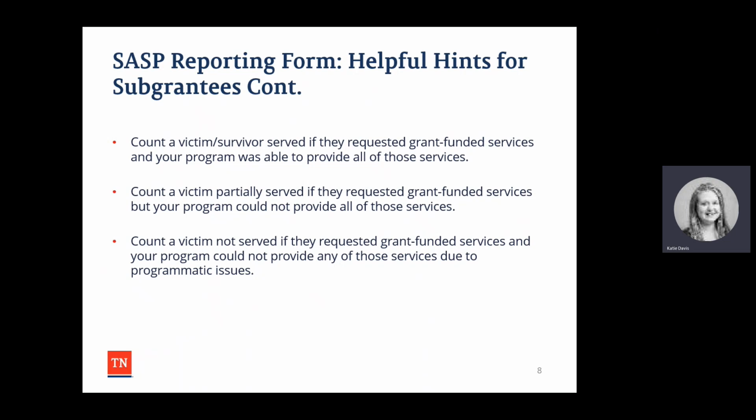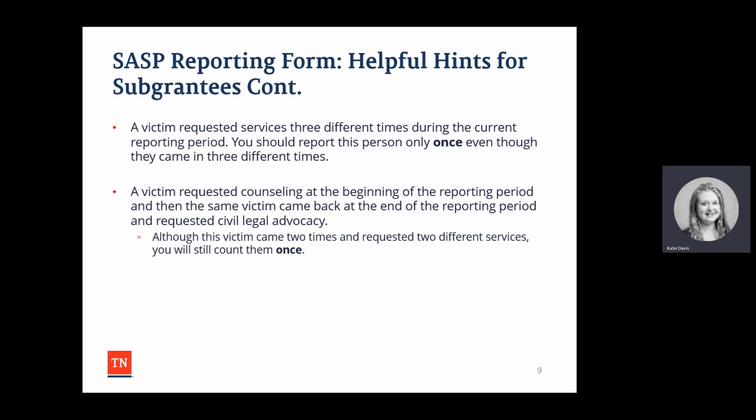Count a victim not served if they requested grant-funded services and your program could not provide any of those services due to programmatic issues. If a victim requested services 3 different times during the current reporting period, you should report that person only once, even though they came 3 different times. A victim requested counseling at the beginning of the reporting period, and then the same victim came back at the end of the reporting period and requested civil legal advocacy. Although this victim came twice and requested 2 different services, we're still going to only count them as one.